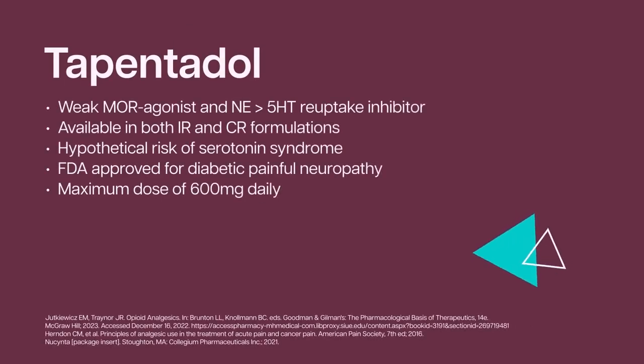Tapentadol is structurally similar to tramadol. It is also a weak mu receptor agonist and a norepinephrine and serotonin reuptake inhibitor, but has significantly more potent effect at the mu receptor. It is also FDA approved for diabetic painful neuropathy.